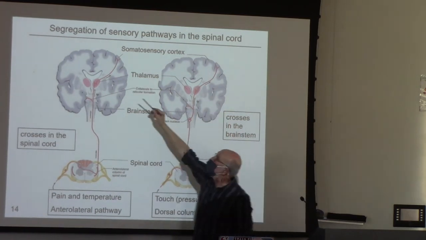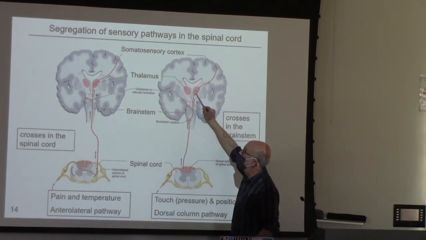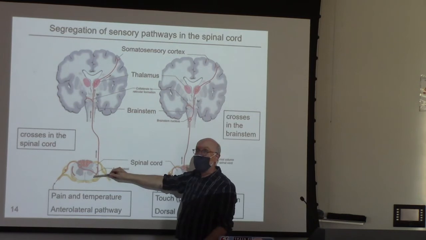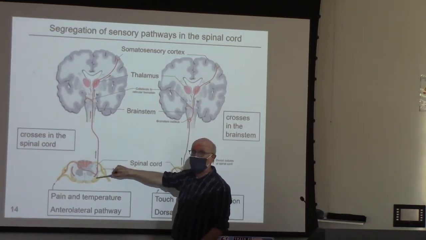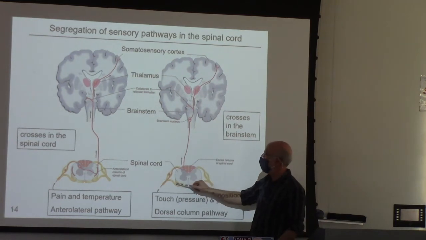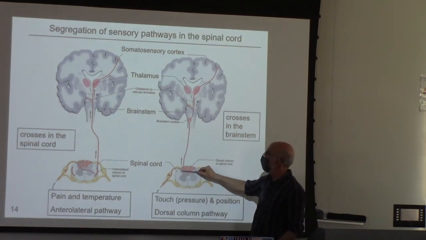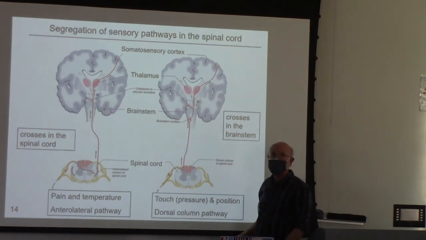So in both cases, we go to the contralateral thalamus. But in one case, the information is carried in the contralateral spinal cord, and in the touch pressure pathway, the information is carried in the ipsilateral spinal cord.